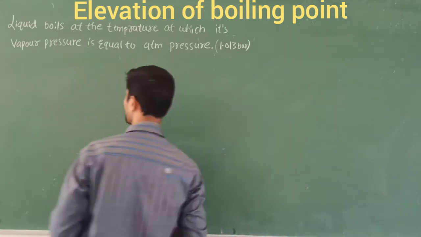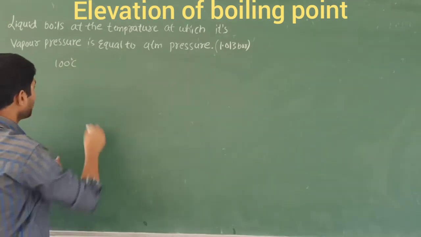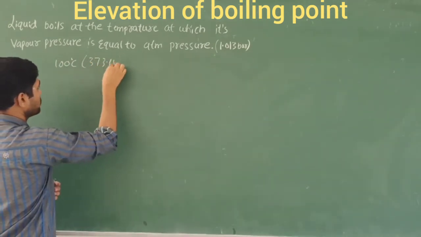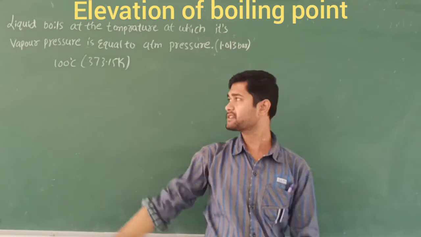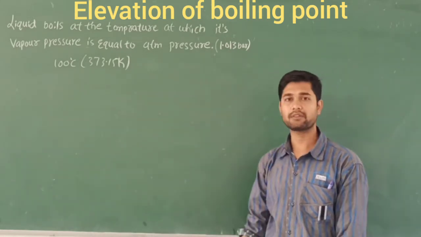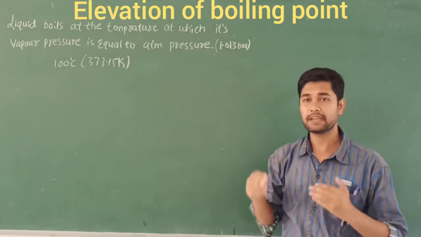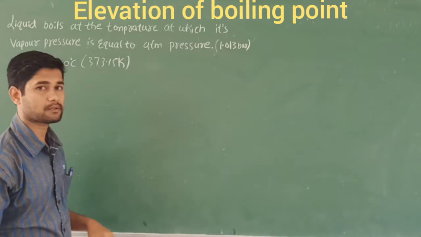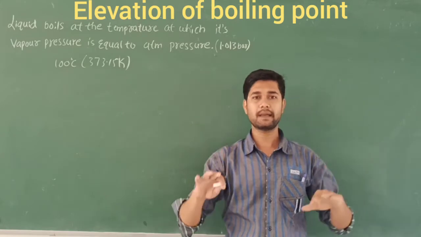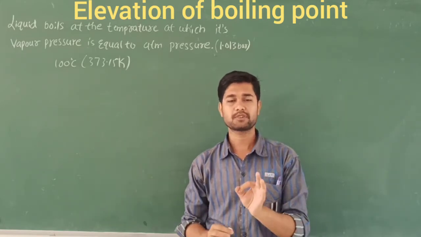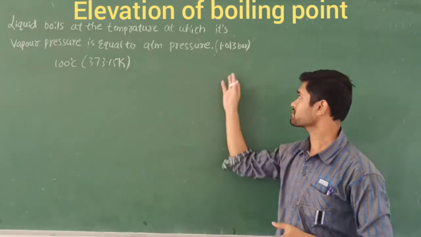Simple, take water, which boils at 100 degrees Celsius, that is 373.15 Kelvin. It means that at this temperature the water vapor pressure must be equal to 1 atmospheric pressure. 1 atmospheric pressure is nothing but 1.013 bar. So in the surrounding atmosphere the pressure is 1.013 bar. Bar is the unit in which we measure pressure.